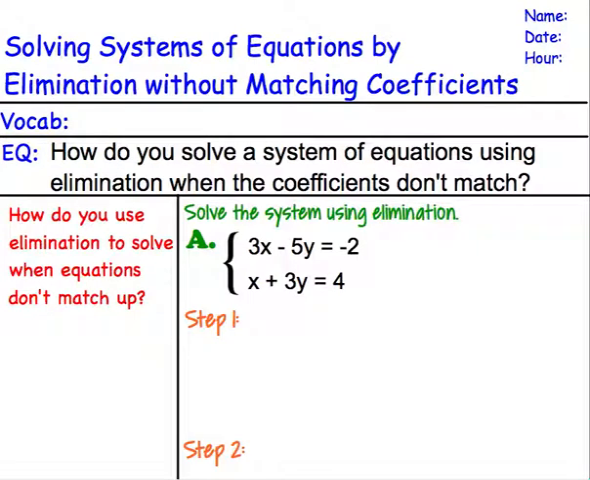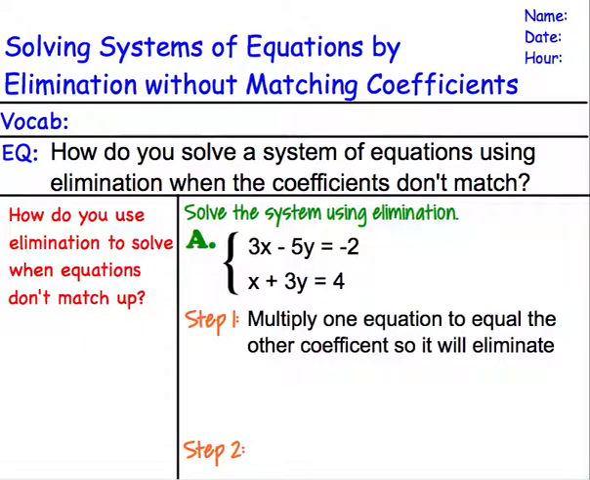Today, we're going to continue with solving more systems of equations by using elimination. However, as the title mentions, and as you will notice in this first example, we don't have a simple add them together or multiply by -1. As a result, our first step is actually going to be to multiply one equation by a value other than -1 that's going to equal the other coefficient, so it will eliminate.